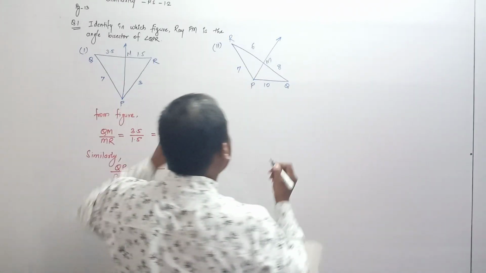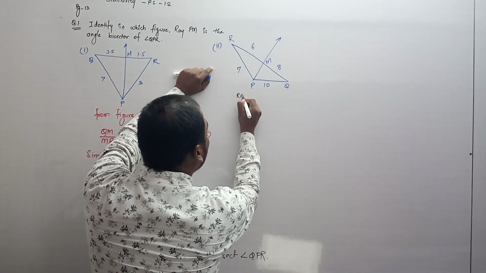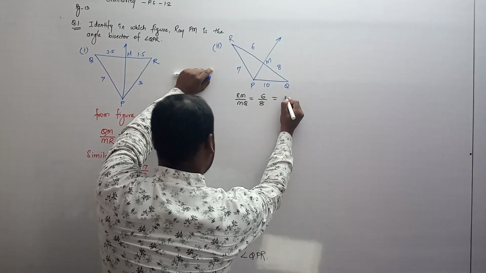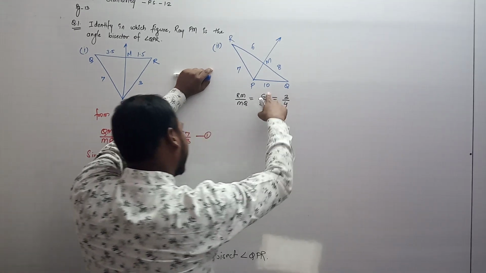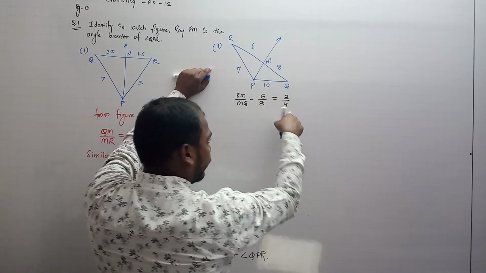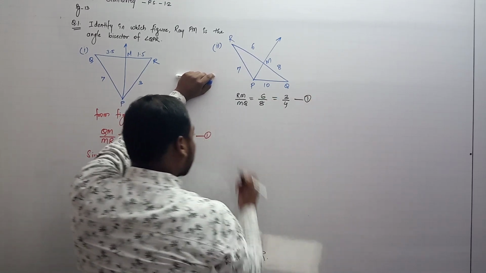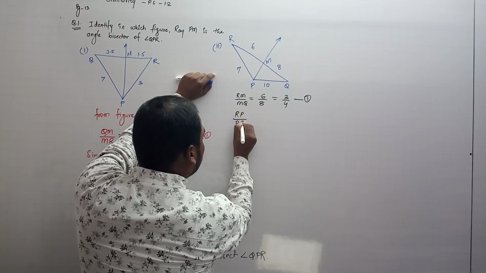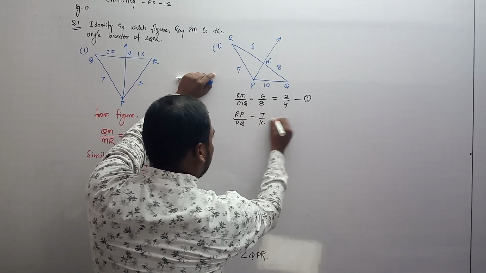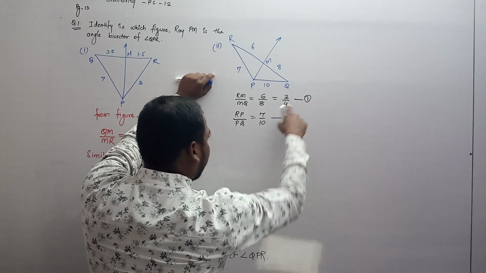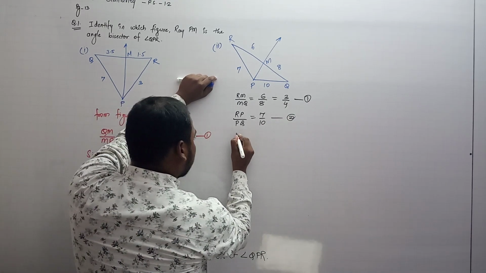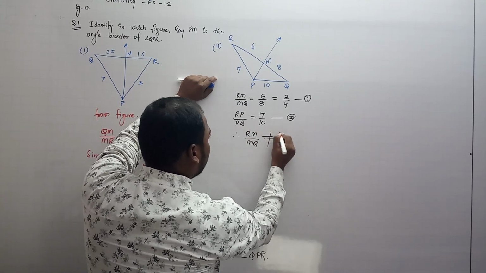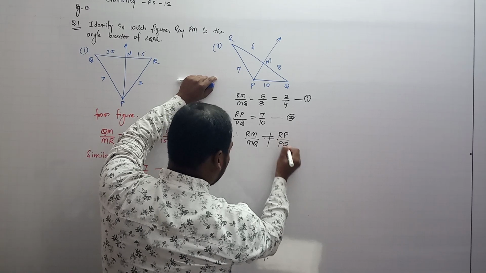Similarly, in this diagram, again we can take the ratio of RM divided by MQ. This can be written as 6 by 8, that is nothing but 3 by 4, because we can divide 6 and 8 by 2. So this is the first equation. If I take RP divided by PQ, we can write 7 upon 10. This is the second equation. From 1 and 2, the right hand sides are not equal. So simply we can say that therefore RM divided by MQ is not equal to RP divided by PQ.